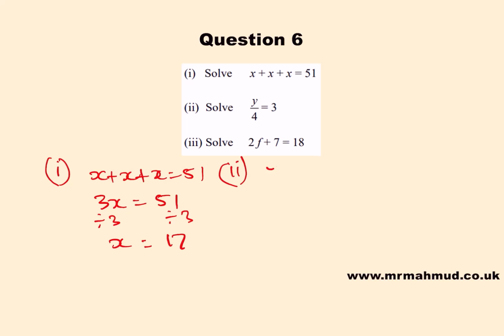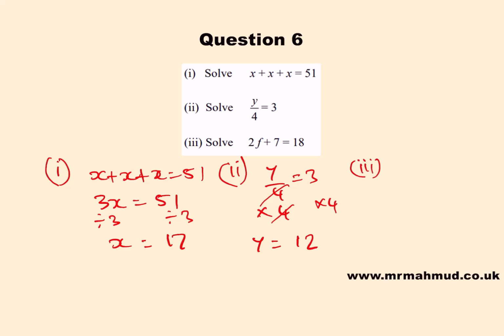Number 2, y over 4 equals 3. Times by 4 both sides because it's dividing by 4, so do the inverse. y is equal to, 4 divided by 4 is 1, so we have 1y, and 4 times 3 is 12.